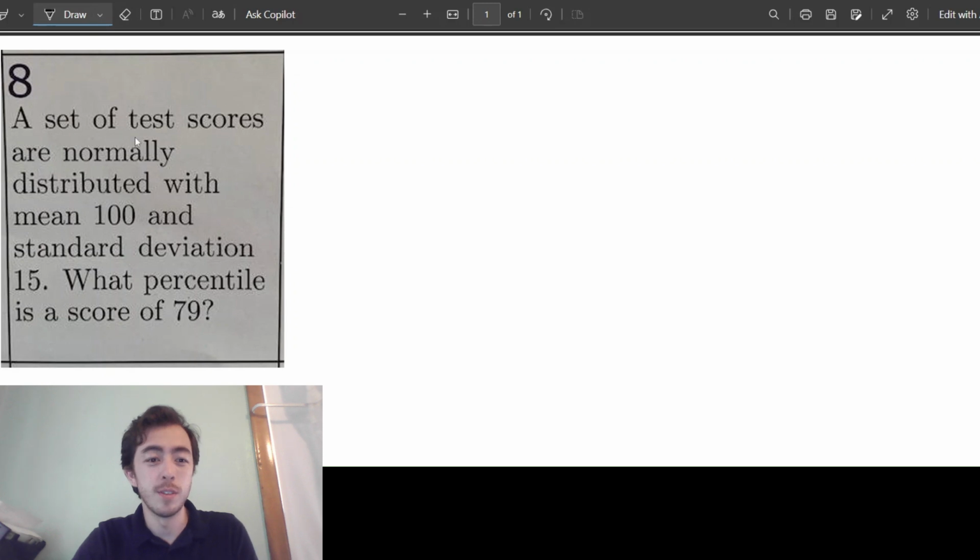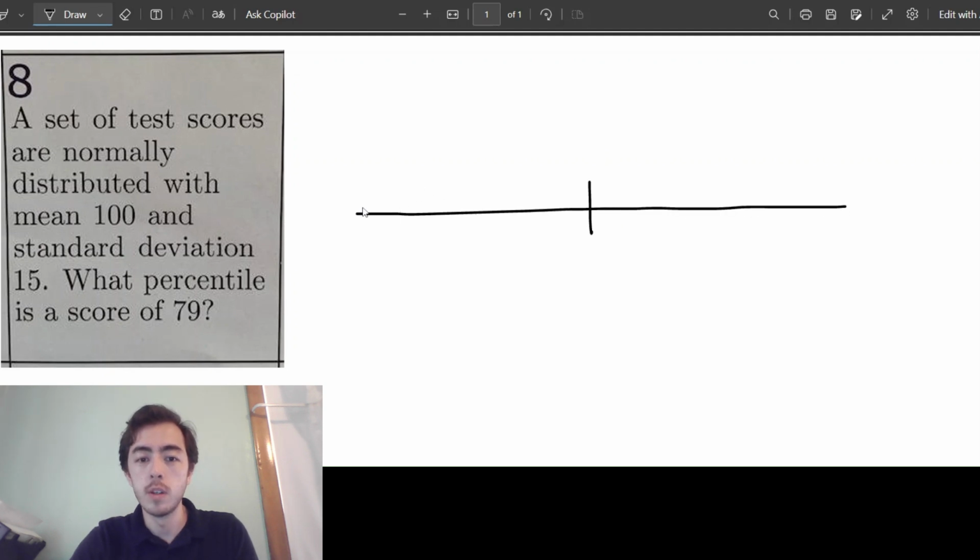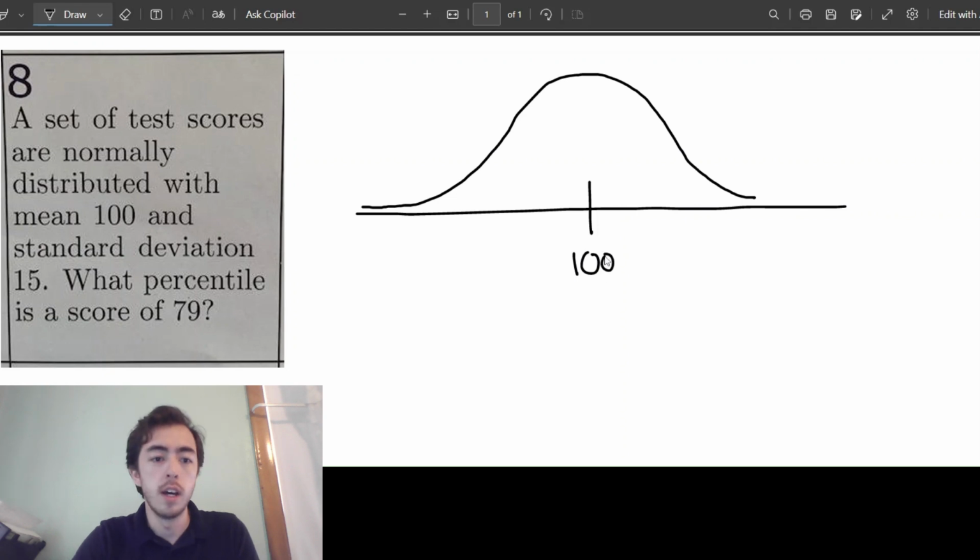A set of test scores is normally distributed with a mean of 100, and so usually you could draw a sketch with a normal distribution curve here. So it starts low, it peaks in the middle, and then it symmetrically goes back down. And our mean is 100, and standard deviation is 15. That just means that it gives us some information about the spread of the data.